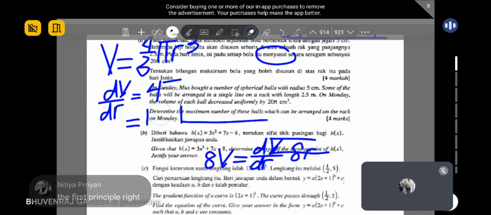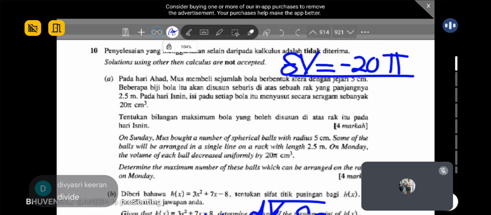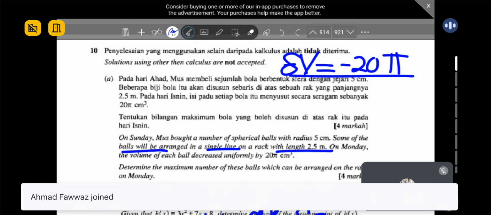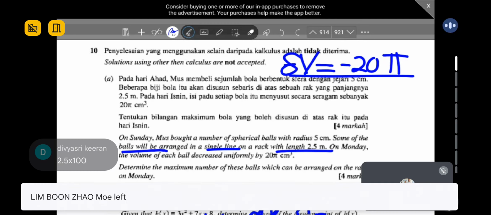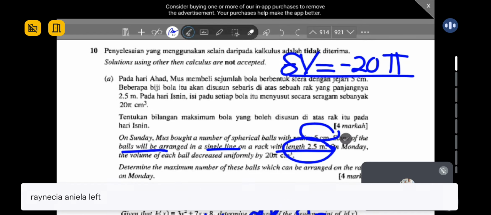Now, the question asks you the maximum number of balls, guys. So you already found your radius. Kamu dah cari jejari kamu. So how to find the maximum number of balls? So what divide what? What concept? You must refer to this one. Arrange in a single line, length 2.5. So what is the concept here? You must convert to cm because your radius is in cm. Jejari kamu dalam cm, so maksudnya panjang kamu pun kena convert ke cm.